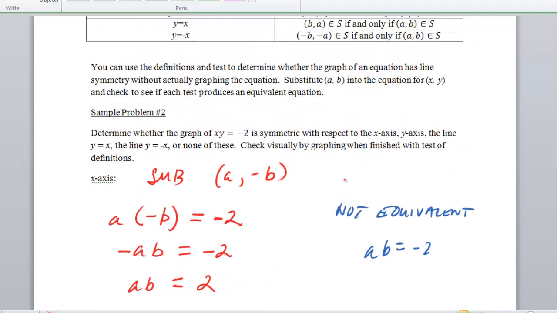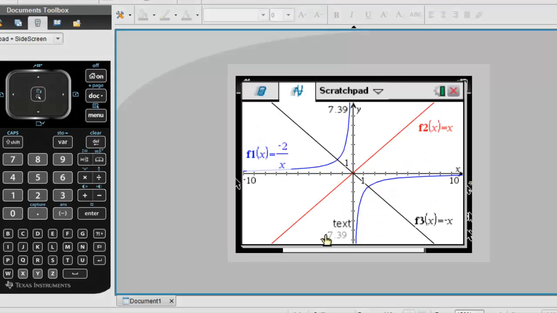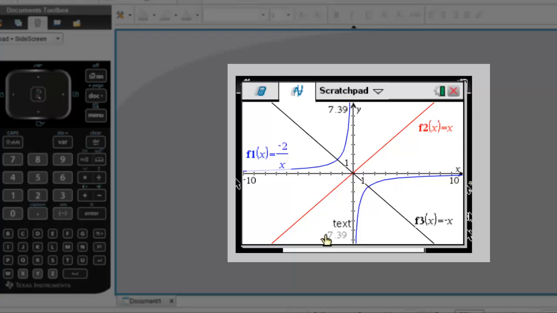And the way we can quickly tell that, if we go back up here, it says to check visually by graphing when finished with the test. And of course, if I wanted to graph this, I would have to convert my equation to something that is graphable. So I have to have y equals, so I'm going to say negative 2 over x. And so if I go here, you can see I've graphed f of x equals negative 2 over x, and I get these blue graphs. Now, I've gone ahead and graphed y equals x and y equals negative x, and you can see the symmetry across both of those lines.